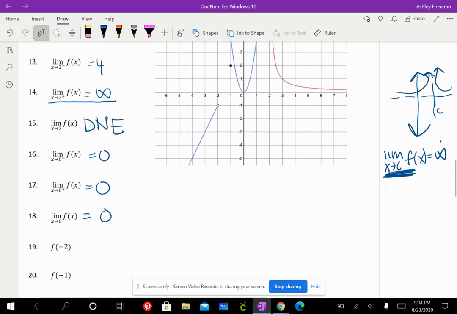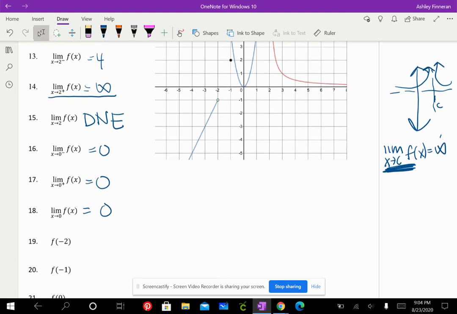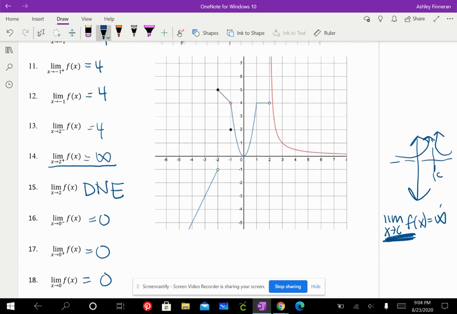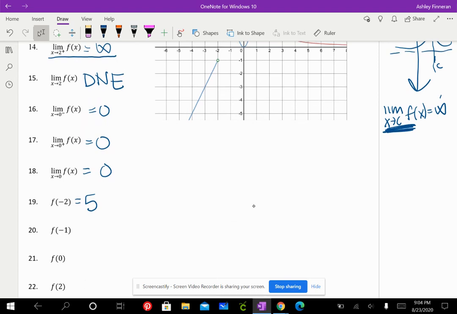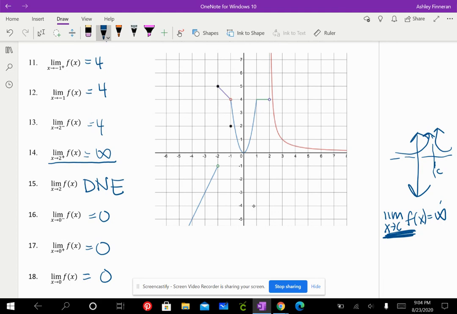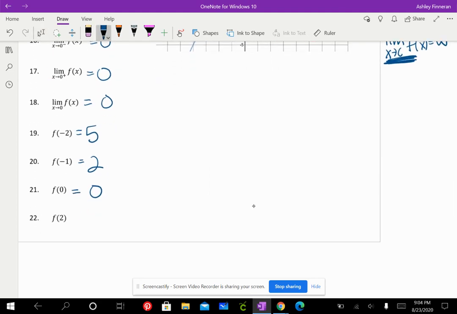So I'm going to take all that back off my graph. So f of -2. Again, you're looking for the solid point. So that would be 5. F of -1. Again, you're looking for the solid point. Would be 2. F of 0 would be 0. And then f of 2, you have a hole or a vertical asymptote. You can think of it either way. So this is undefined.